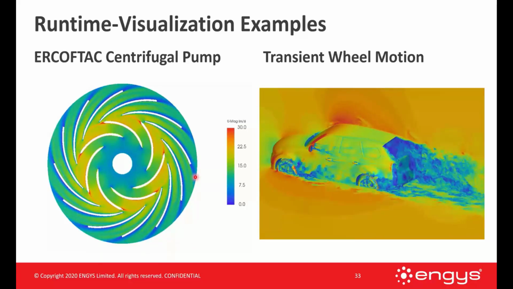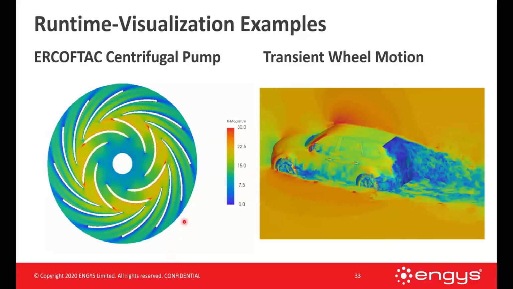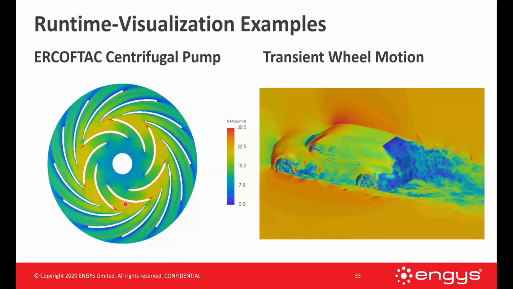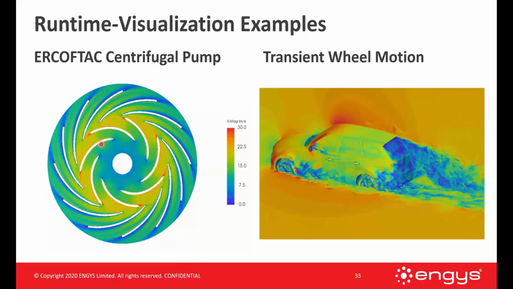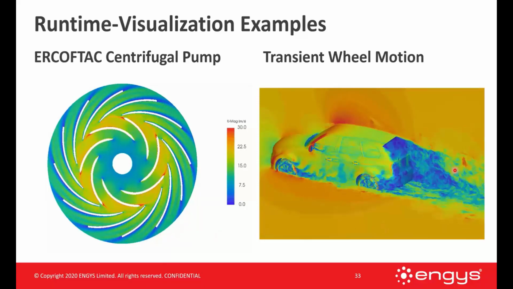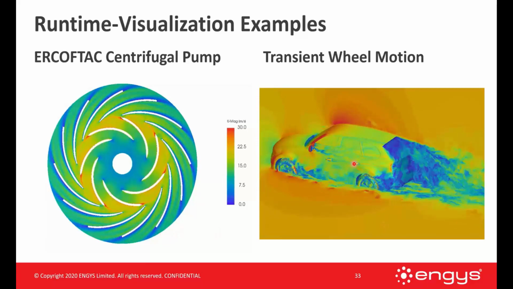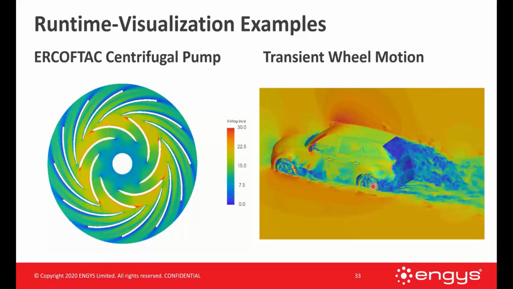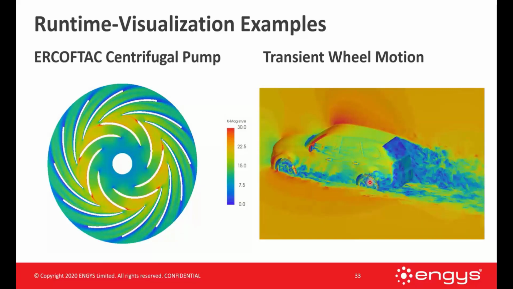This was done in just a few hours because we wanted to see just exactly how this would apply to transient cases with sliding meshes, so we can see some very nice results. Here on the right, this was to look at the transient wheel motion, so we can see the hubs in this sliding mesh actually rotating.